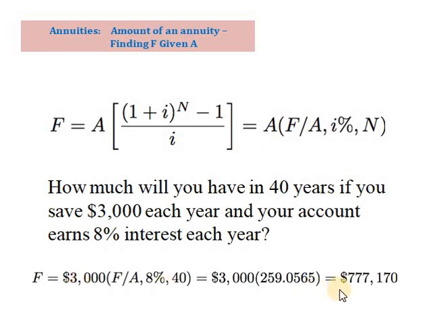So the future value of $3,000 saved each year for 40 years. After 40 years, this amount will accumulate to become $777,000.